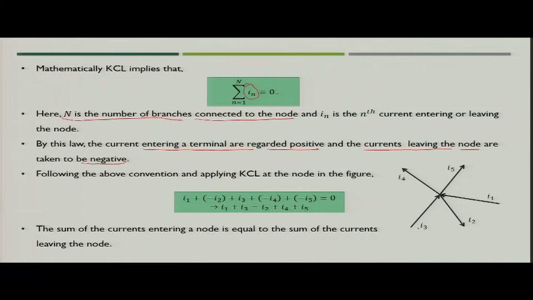If you see this particular figure and apply Kirchhoff's current law at the node where the currents are coming in and going out, what can you write? The current I1 is going into the node, so it is positive. Current I2 is coming out, so it is negative. Similarly, I3 is positive and I4 and I5 are negative, and the sum of all the currents is equal to 0, which satisfies the equation of KCL. Alternatively, you can write I1 plus I3 is equal to I2 plus I4 plus I5. From this you can conclude that the sum of currents entering a node is equal to the sum of currents leaving the node.